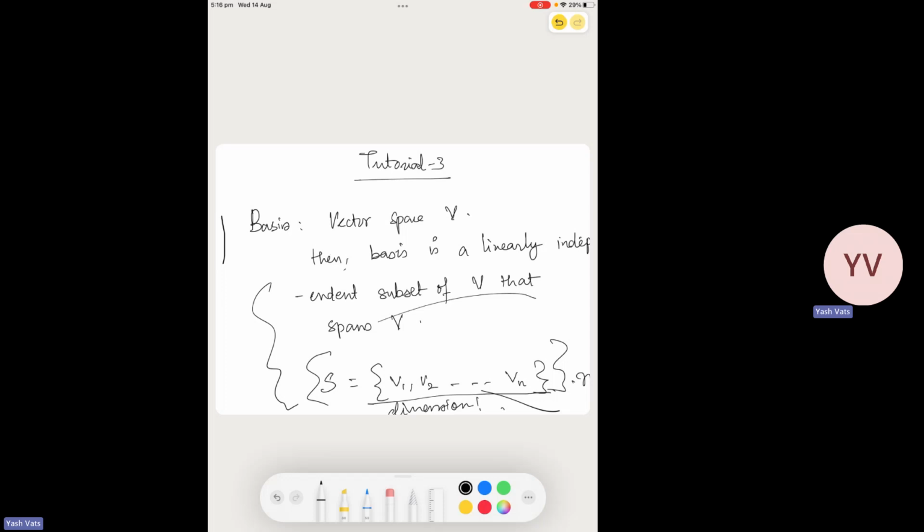So this is the dimension of your basis. Okay.